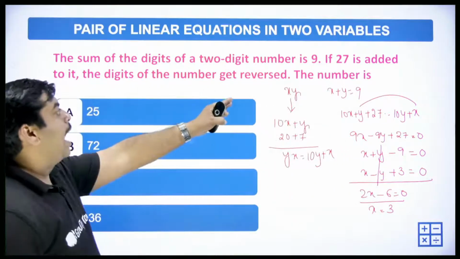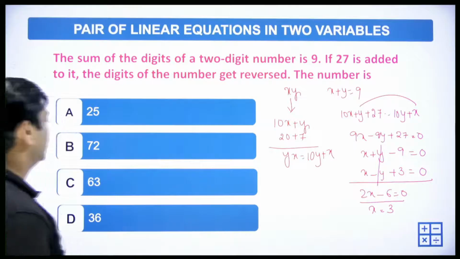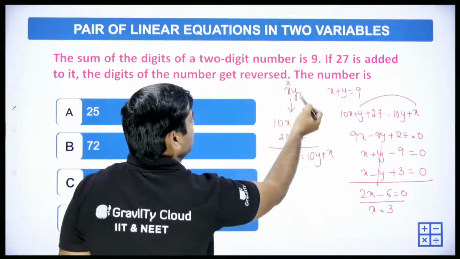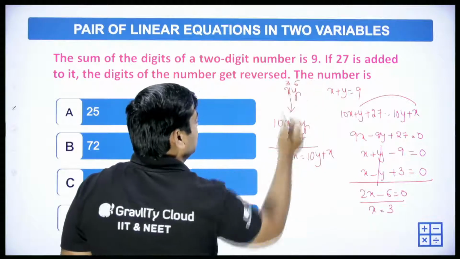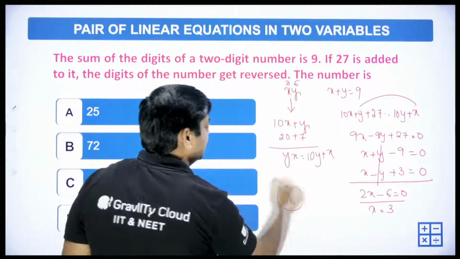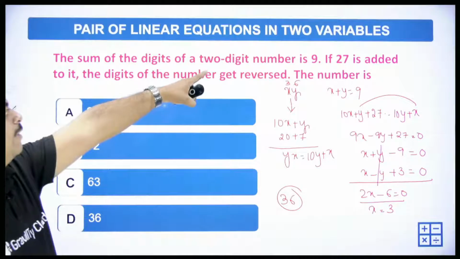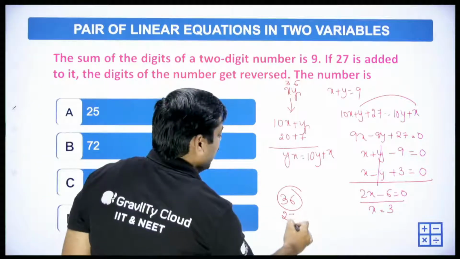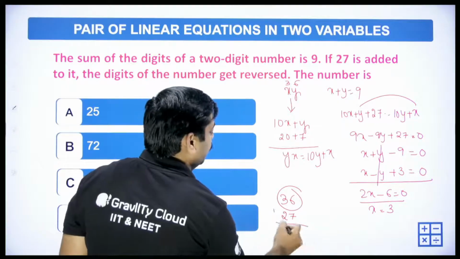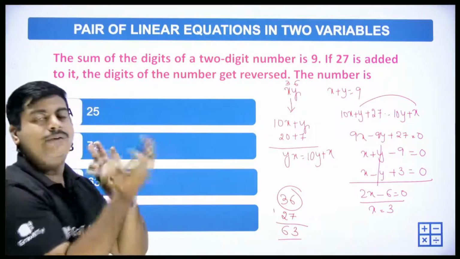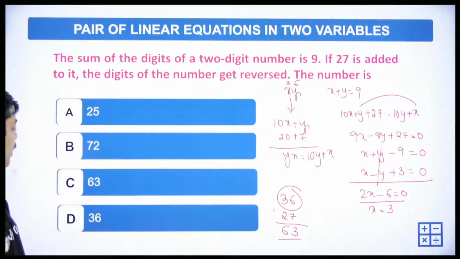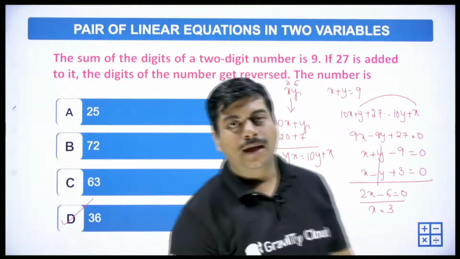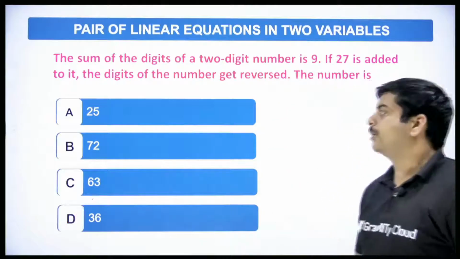So 3 and 6, 36. The first number is 3 and the sum of the digits should be 9, so the next digit is 6. Let's try to see with 36. The sum of the digits is 9, and if 27 is added, exactly 36 is converted to 63. Right, so I can say that option D, 36, is the correct answer. Right, so let's move forward to the next question.